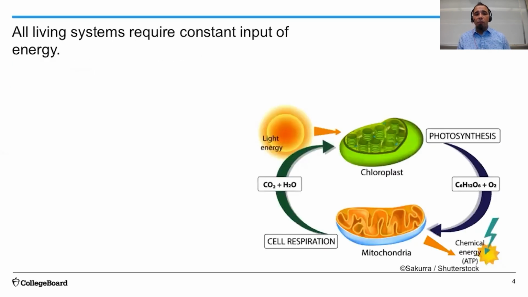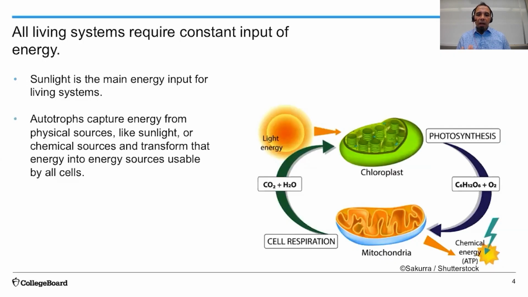All living systems require a constant input of energy, and sunlight is the main energy input for a living system. As you can see from that diagram, light energy from the sun is going to be hitting the chloroplast of that autotroph. As we hopefully know, autotrophs capture energy from physical sources like sunlight or chemical sources and transform that energy into an energy source usable by all cells. It would be nice if we could just go out in the sun and photosynthesize. It doesn't work that way. So we do need sunlight for autotrophs.